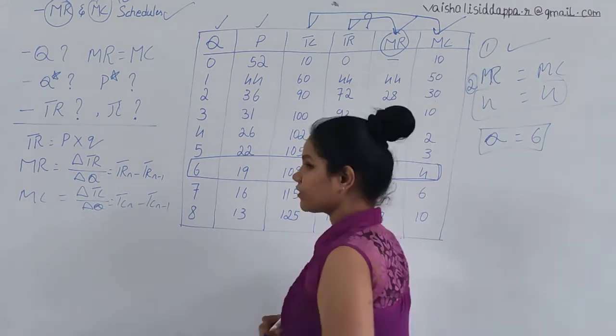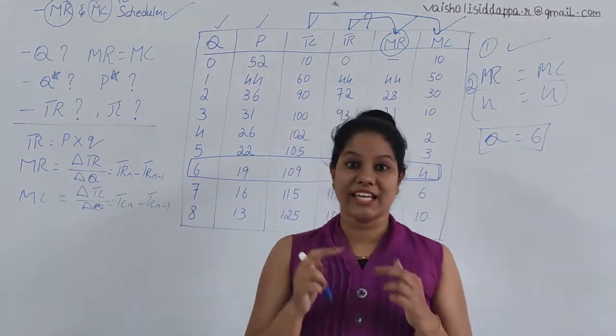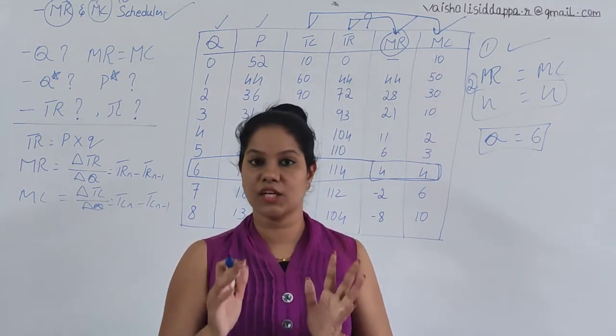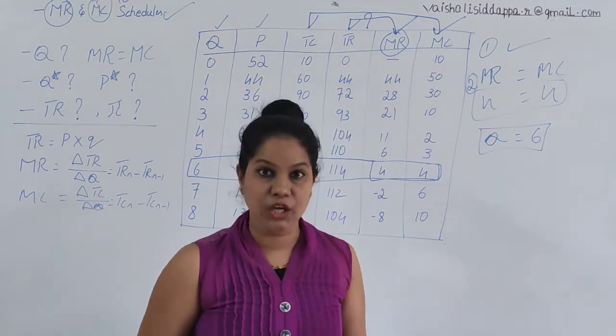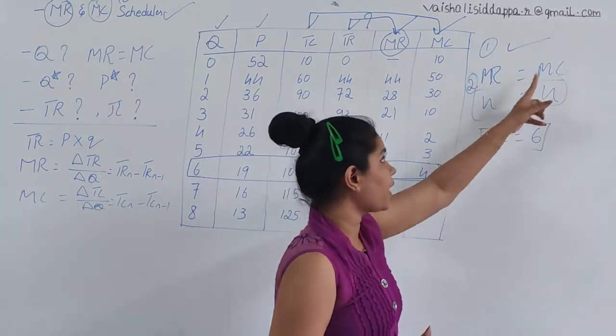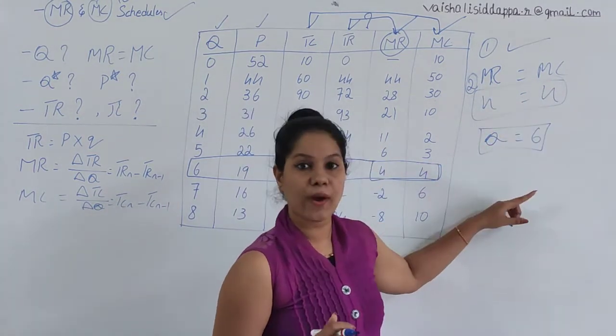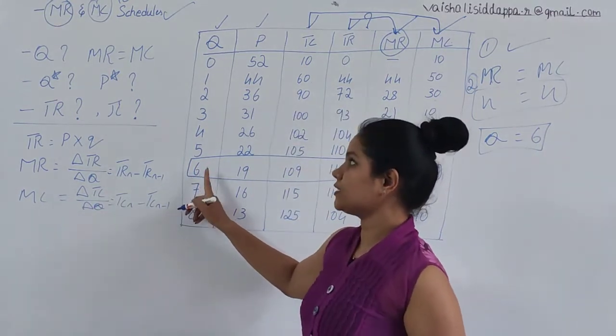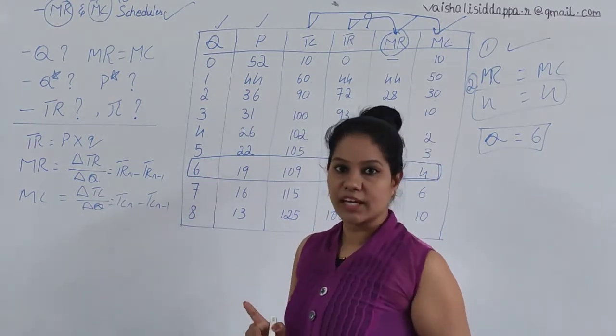The first question, we have constructed MR and MC. The second question is asking at which point MR is equal to MC. Yes, it is equal, when MR is 4 and MC is also 4. In which quantity? The quantity is 6. You can see here, the quantity is 6. So we are done with the second question now.